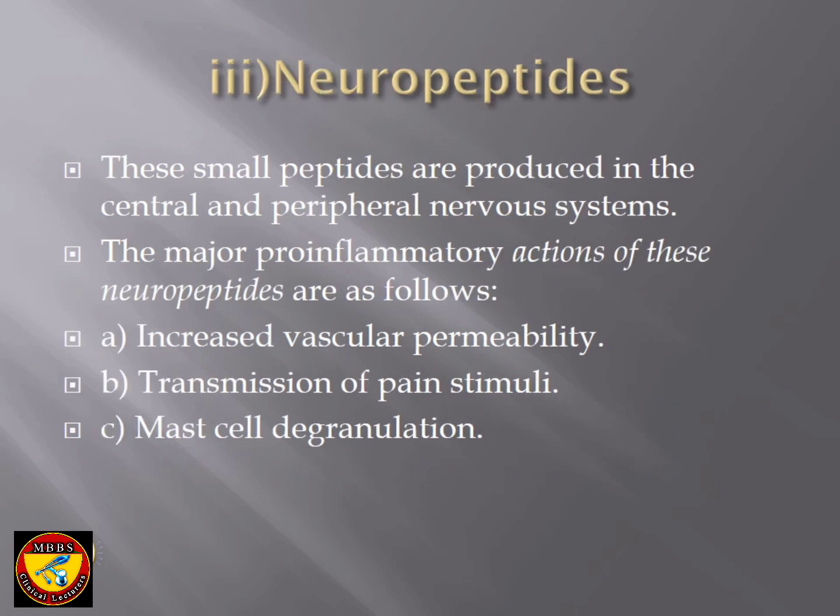Now the third entity for chemical mediators, which are vasoactive amines, is neuropeptide. Neuropeptides are small peptides which are released from the central and peripheral nervous system, and the most common action of neuropeptides is increased vascular permeability, transmission of pain stimuli, and mast cell degranulation.